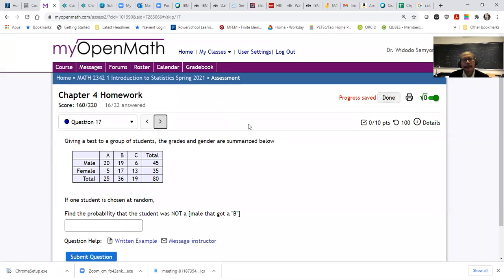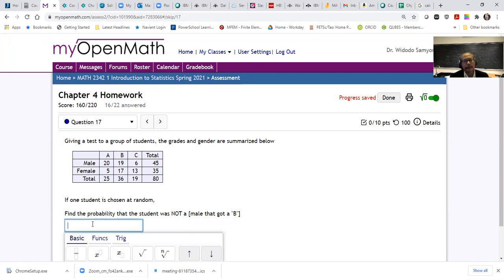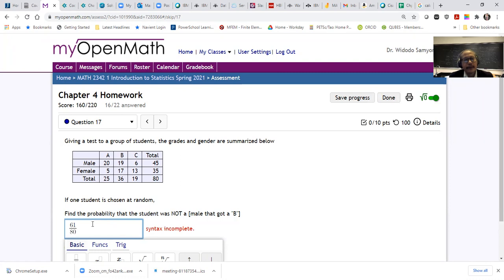Okay, so the next one is the probability that the student was not a male who got B. How many are male who got B? 19, right? So not male and got B will be 50 subtract 19. Okay, so the answer is 61, right? So 61 over 80.